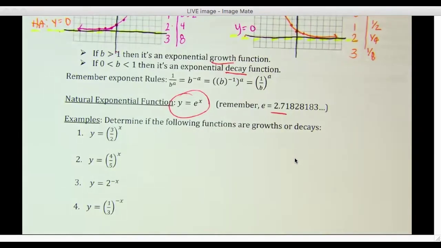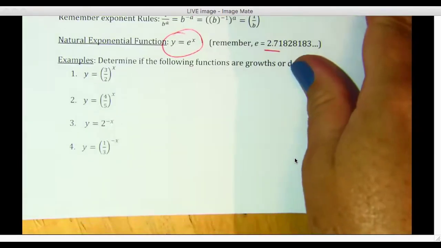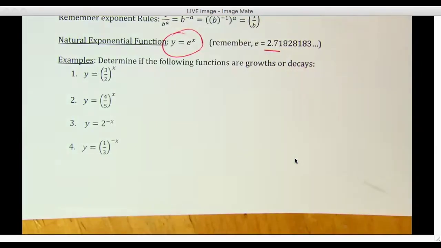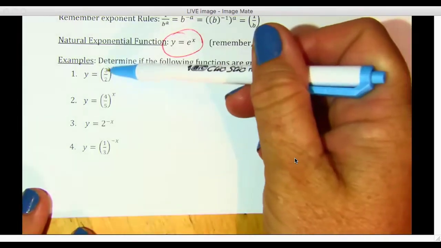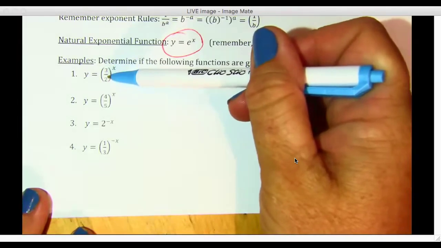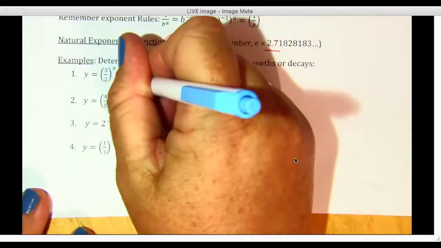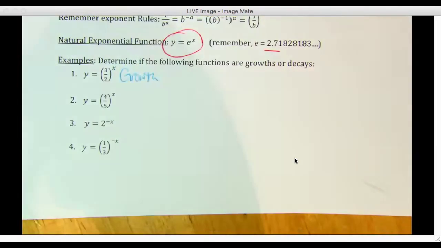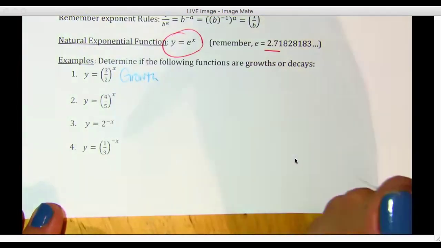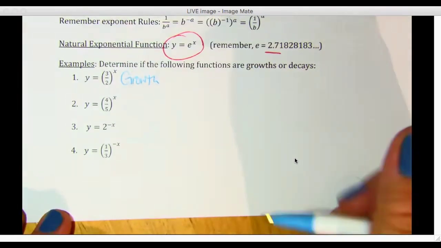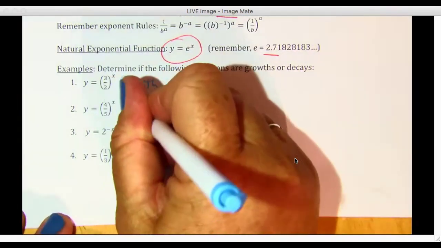Those are the exponential rules we went over at the beginning of the semester that you can use again in this section. So this next example asks us to determine if the following functions are growths or decays. So here I have 3/2. 3/2 is 1.5, and that's bigger than 1. So this is a growth function. 4/5, if you type 4 divided by 5 in your calculator, you'll see a decimal smaller than 1. So this is a decay.